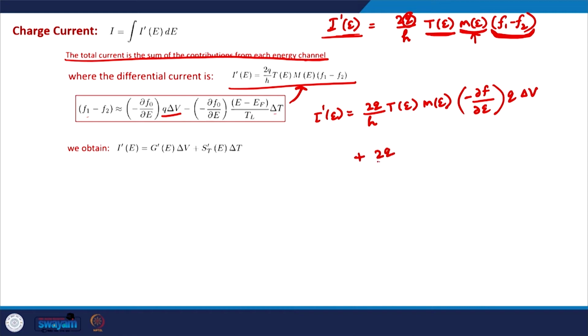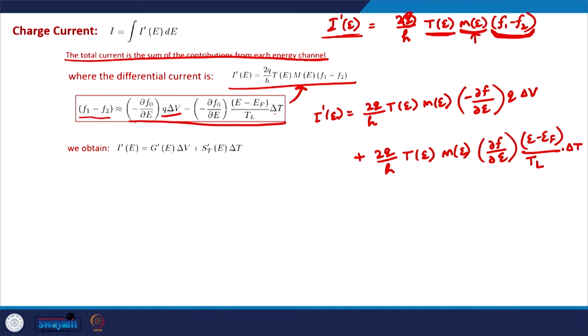Plus 2q by h Te Me del F by del E minus Ef divided by TL times delta T. So we have just replaced F1 minus F2 by this in the differential current expression.